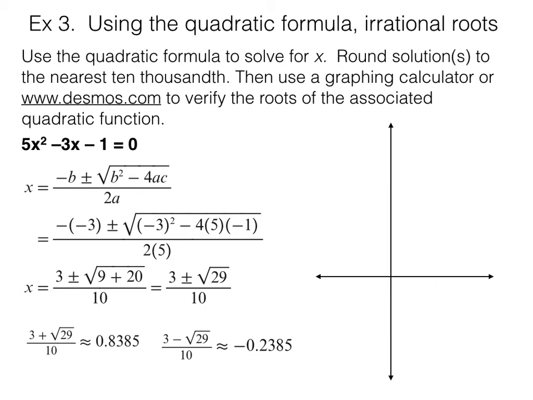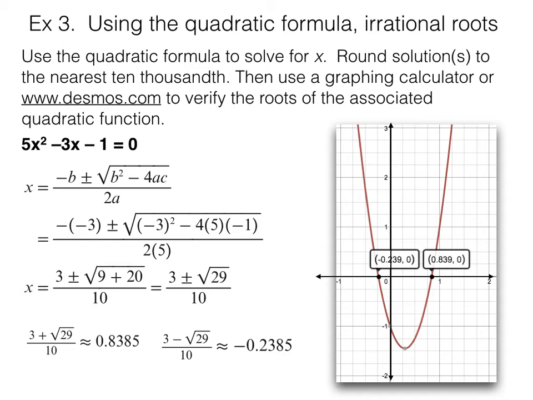So to verify that, one of my favorite apps is desmos.com. It's the graphing calculator tool. You can type in y equals, or f of x equals 5x squared minus 3x minus 1 and hit graph. And then if you hover over where the graph crosses the x-axis, Desmos will tell you what those roots are, rounded to the nearest thousandth. So we can verify that the work that we did with the quadratic formula was correct, and these roots are irrational.